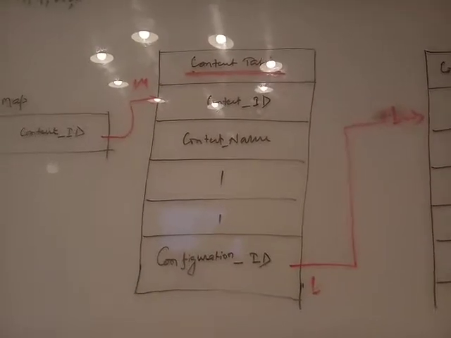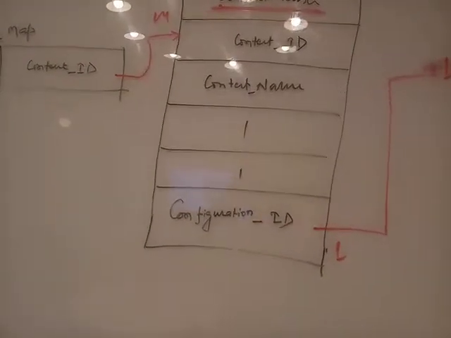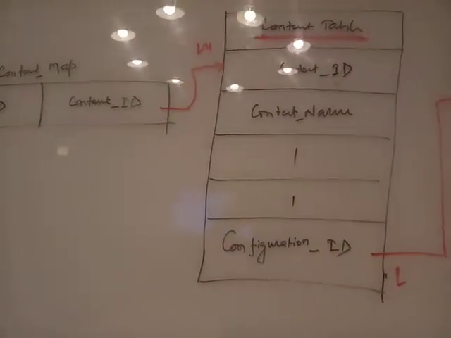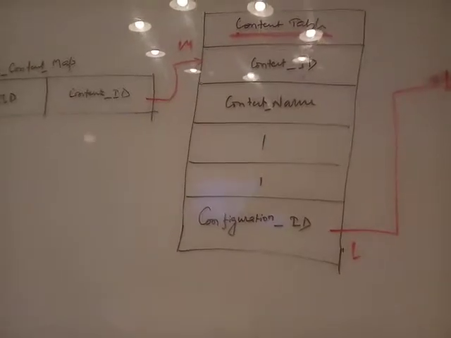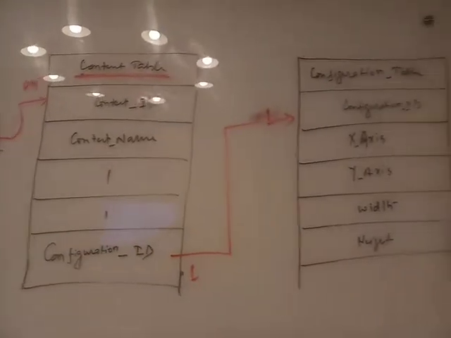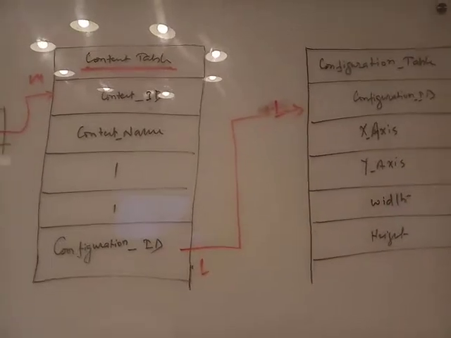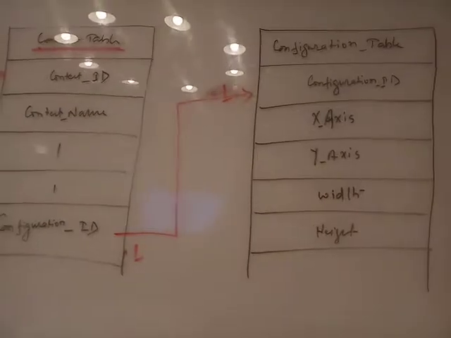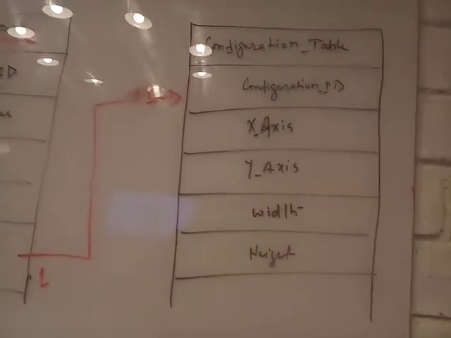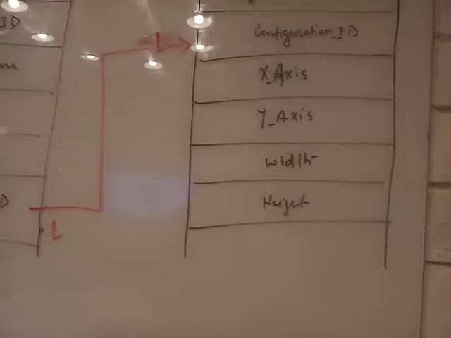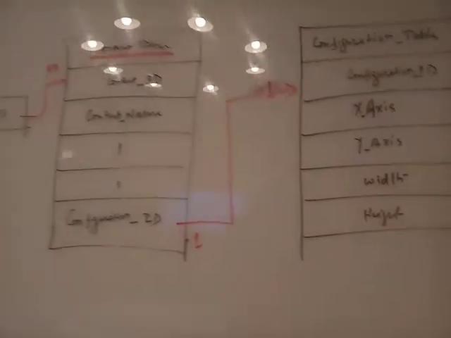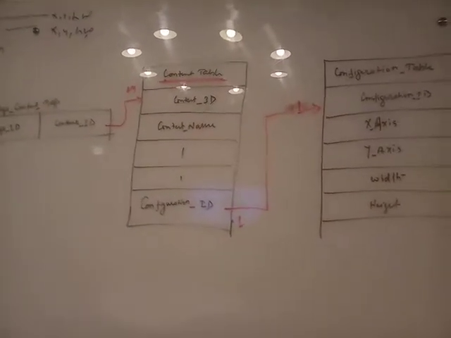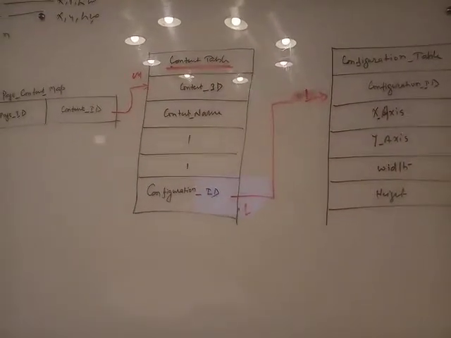Okay, so then it's coming to the content table. In the content table, you have a content ID, content name, and then configuration ID. So configuration ID is nothing but the X axis, Y axis, and height and width. So the content table and the configuration table is a one-to-one mapping. So for each and every content, you have one configuration, where you have the configuration ID, X axis, Y axis, width and height. So this is a high level, but it's the final database schema.